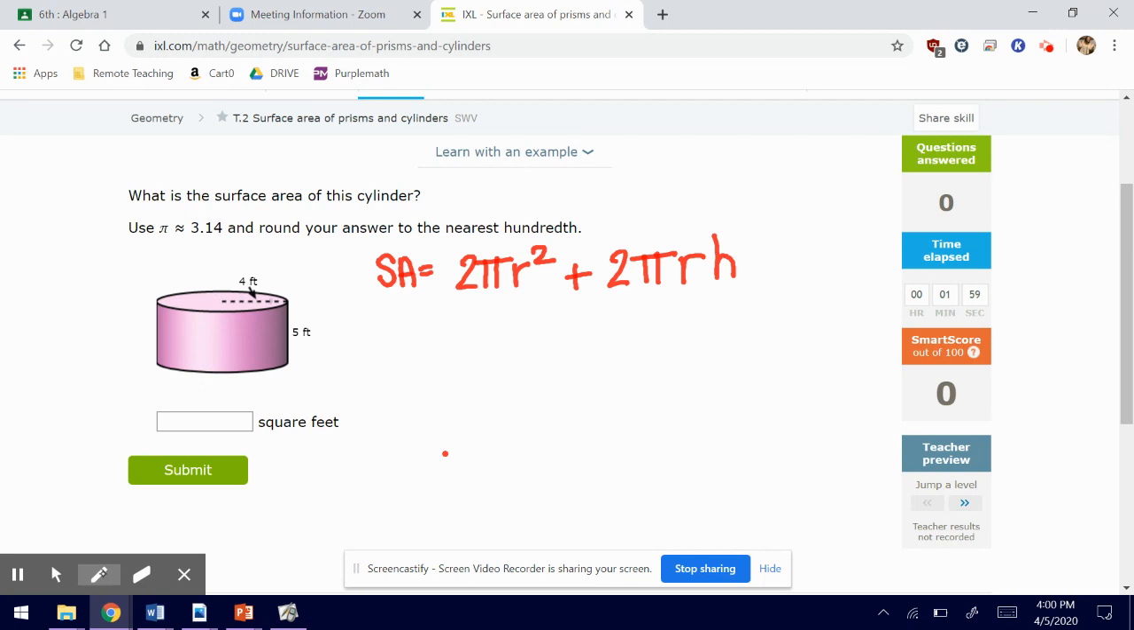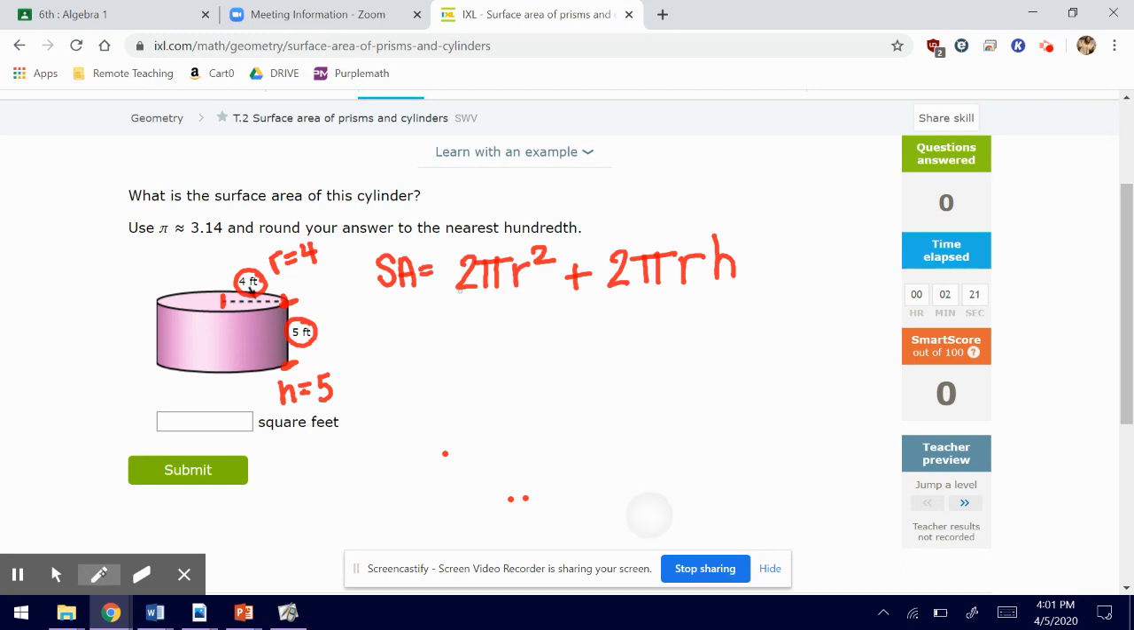R is going to be your radius, which is from the outside of the circle to the center of the circle. So this right here is my radius, which they have said is 4. So my r is going to be 4. Okay? Your h is going to be how tall the cylinder is. Okay, so that right here is going to be 5. So my h is going to be 5.